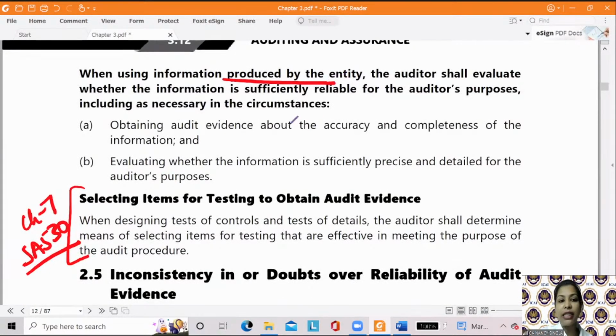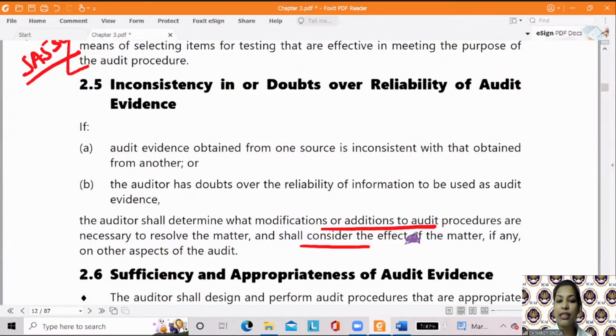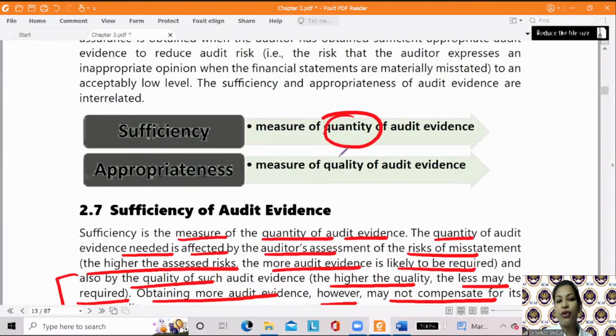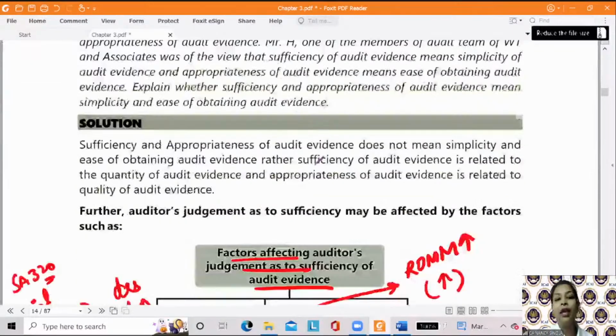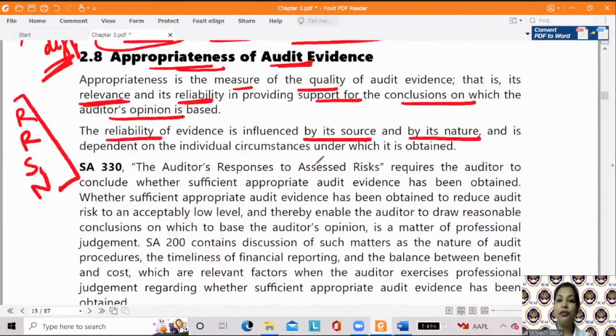If information is produced by the entity, the auditor will obtain audit evidence with respect to accuracy and completeness of the information and evaluate whether the information is sufficiently precise, right or correct. If there is inconsistency, then modify or add audit procedures, and consider the effect of the matter on other aspects. Sufficiency is what? Measure of the quantity of audit evidence, and quality is what? Appropriateness. The sufficiency of audit evidence is affected by 3 factors: materiality, risk of material misstatement, size and characteristics of population. With respect to appropriateness, the topics you need to read are relating to relevance, reliability of audit evidence, and source and nature of audit evidence.